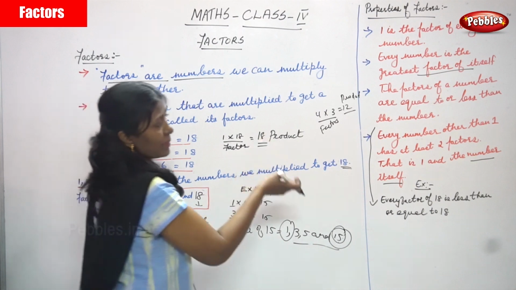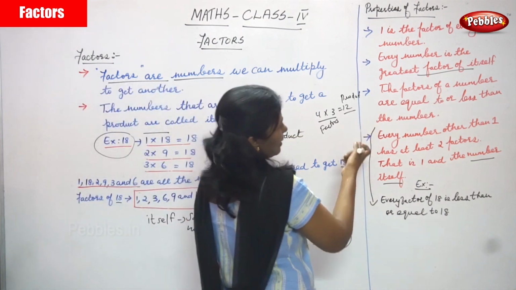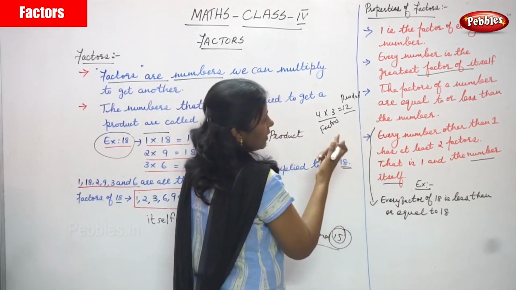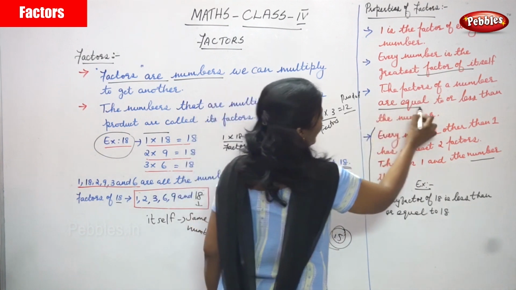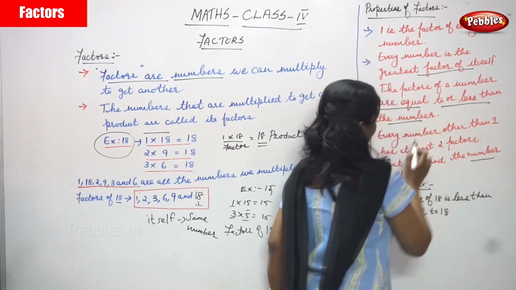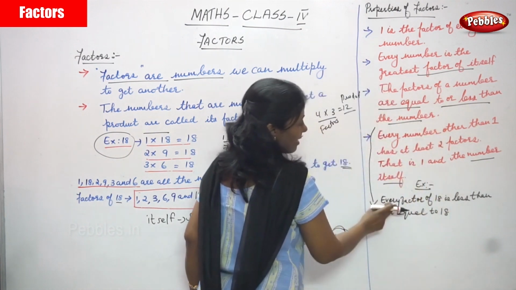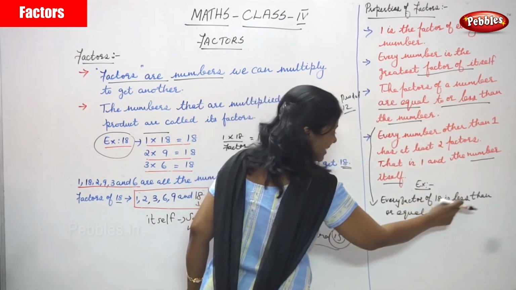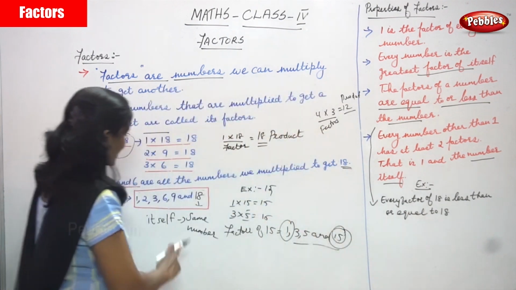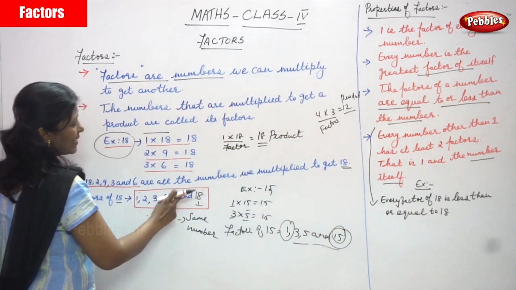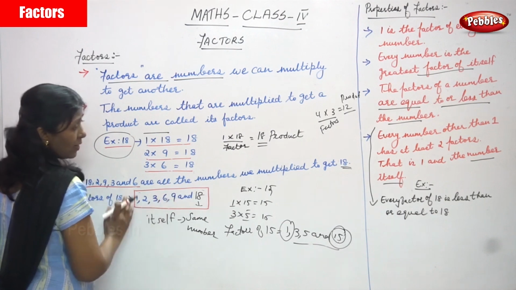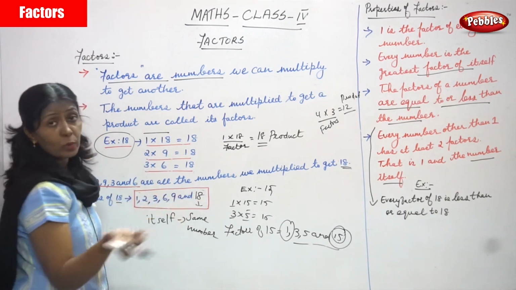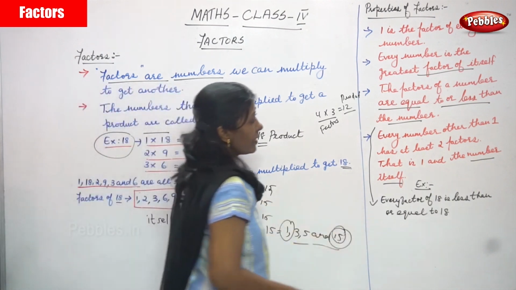And the third property, I have told you, the factors of a number are equal to or less than the number. That is the proper explanation, meaning every factor of 18 is less than or equal to 18. So look at this number. I have told you 1, 2, 3, 6, 9 and 18. So 1, 2, 3, 6 and 9 are less than 18 and 18 is equal to 18. That was a proper explanation.